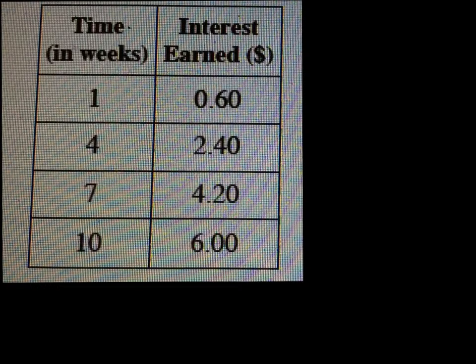Alright, so now let's look at a table. It's a little bit more difficult in a table, and we have time in weeks and we have interest earned over that time. So we're first going to look at the time, and this changed from 1 to 4, so that's a difference of 3 weeks. So that was a change of 3 weeks' time.